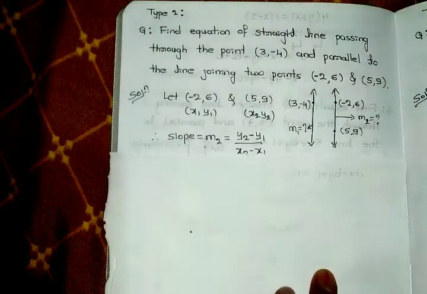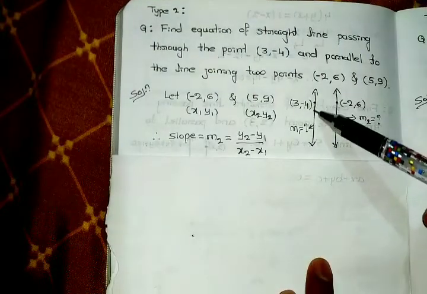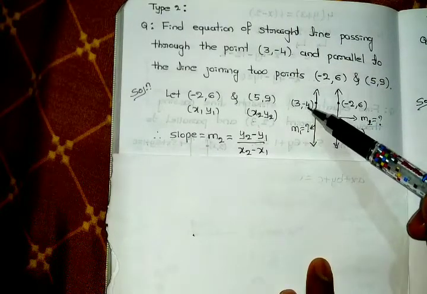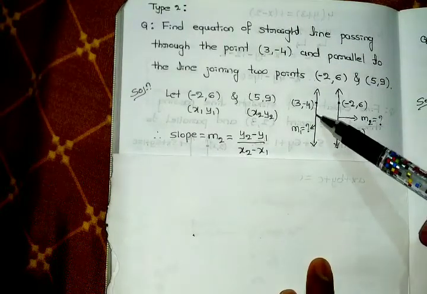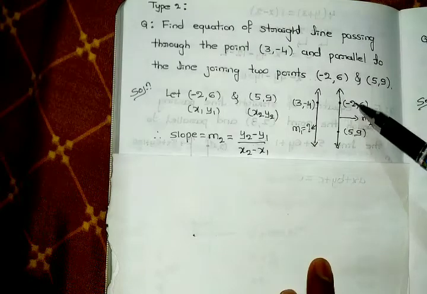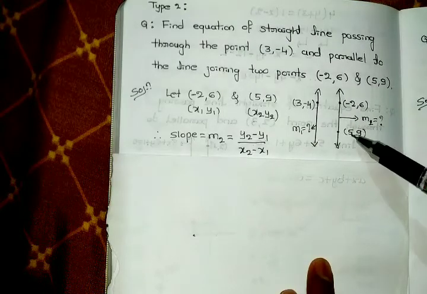So see here. The first line is there, this line passing through which point? 3, minus 4, and this line is parallel to another line. This other line is passing through how many points here? 2 points.